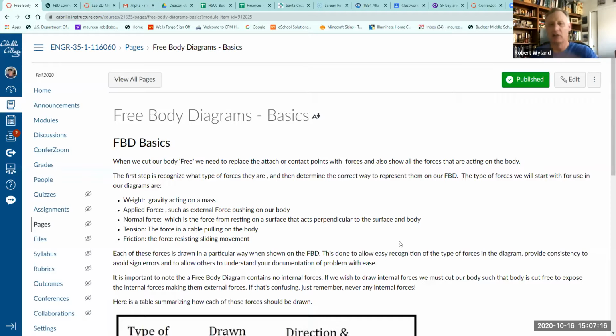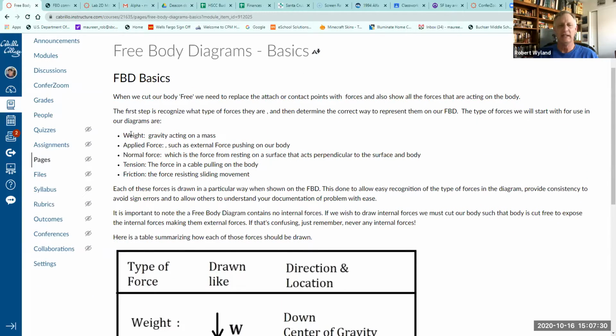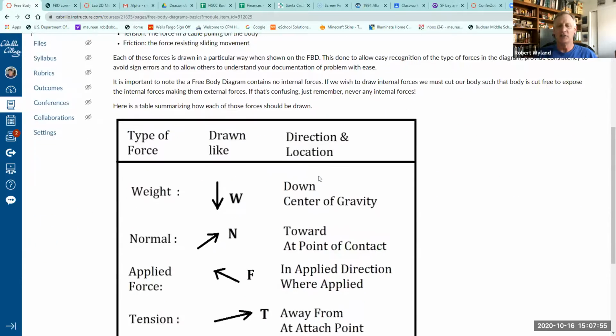The concept that I'm trying to get across today is about how to deal with putting free bodies together and dealing with internal forces. But let me go over the basics first. So there's basically ways to draw forces. We talk about weight, gravity acting on a mass. We talk about applied force, that would be some external force that you're pushing on your free body. A normal force is something that typically is applied when you're resting on a surface. Tension is in a cable, and friction is some force resisting a sliding movement. And we have ways to draw each of these.